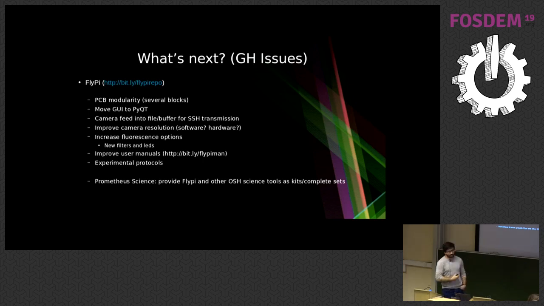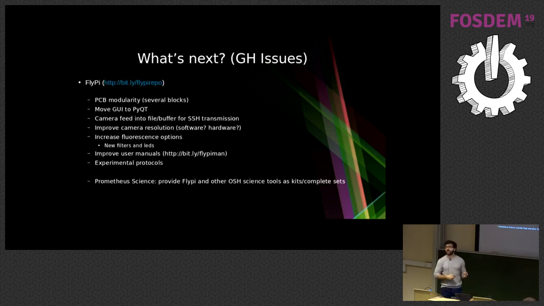Also improve the camera resolution. Right now we're down to 10 micrometers, but we hope that by either changing software or hardware, we can go down. And so by going down, we can do even more diagnostics and even more experiments that we're currently not able to do. So for instance, at the moment, we're not able to detect malaria with this because the parasites are too small for the resolution of the camera. Right? We would like to increase the types of fluorescence we can do. So this is all playing around with LEDs and light filters and things like that.